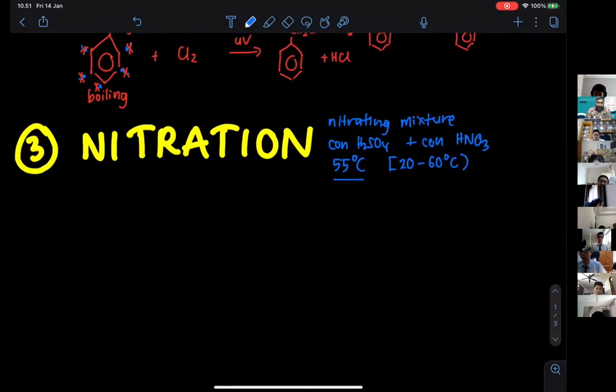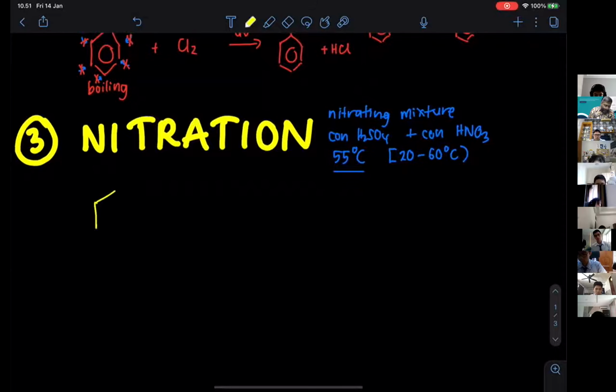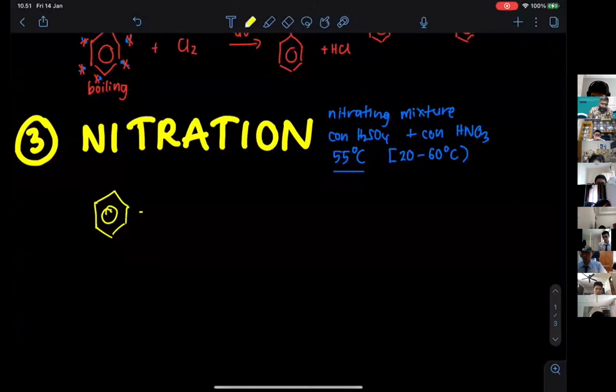Now, this reaction, nitration, is going to happen with benzene. If I want to write the equation only, I will write down HNO3, because one of the H is going to be replaced with NO2.